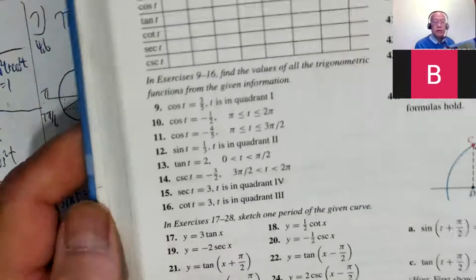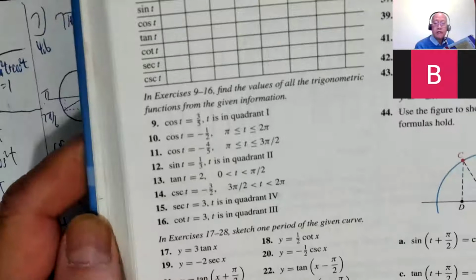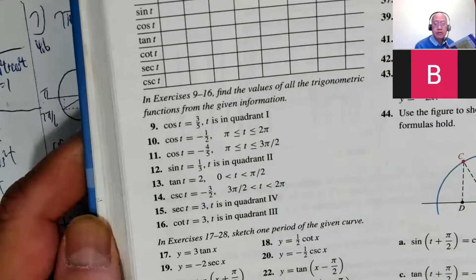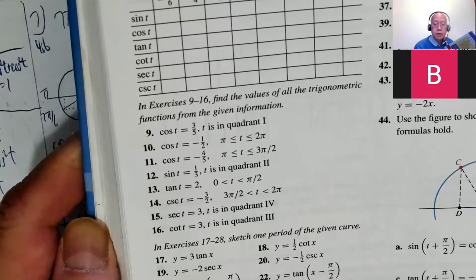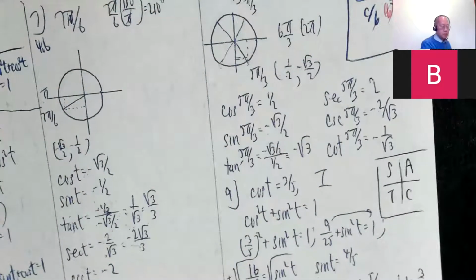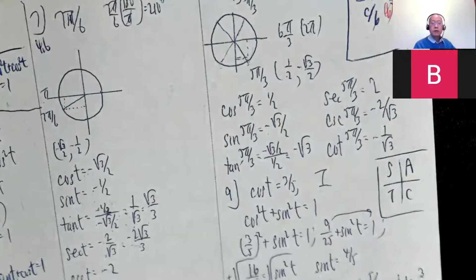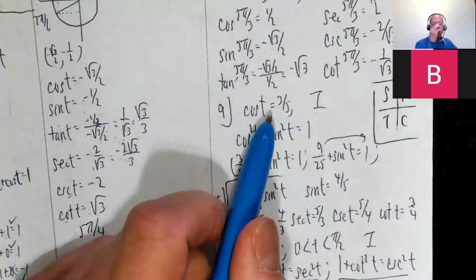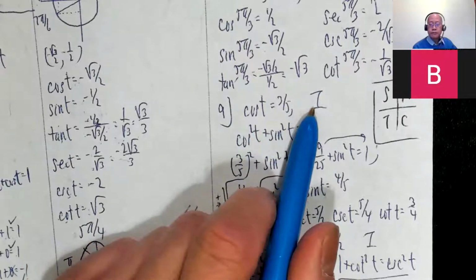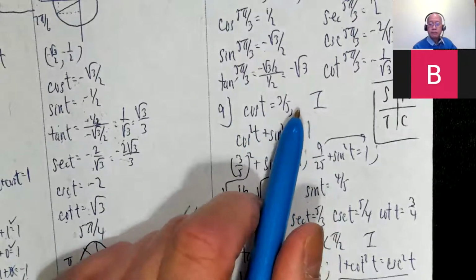Okay, then starting with number 9, find the values of all the trig functions from the given information. So they tell you some stuff. And what do I do with that stuff? Okay, so number 9, cosine of t is 3/5. I'm in quadrant 1. Okay, some identities that we'll need.